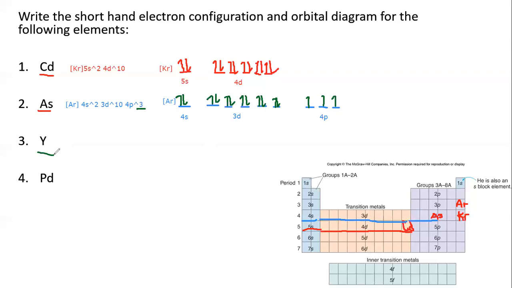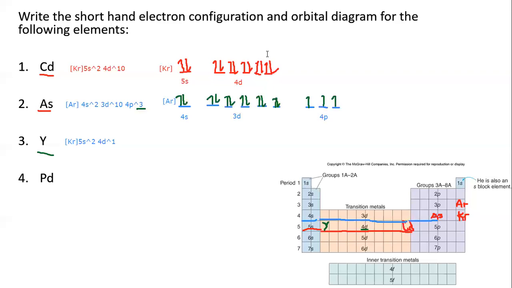Next we have yttrium, which is Y. And if we look on the periodic table, yttrium is on the 5th row and it's located right here. So again, yttrium is a transition metal. It's on the 5th row, so it's going to be the 4d orbital that is the last orbital filled. The preceding noble gas is krypton, and so the electron configuration would be krypton, 5s2, 4d1.